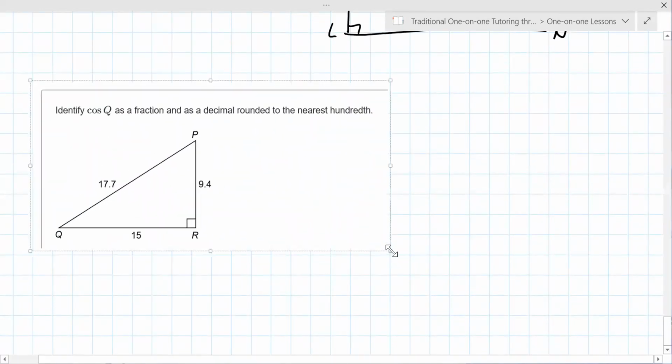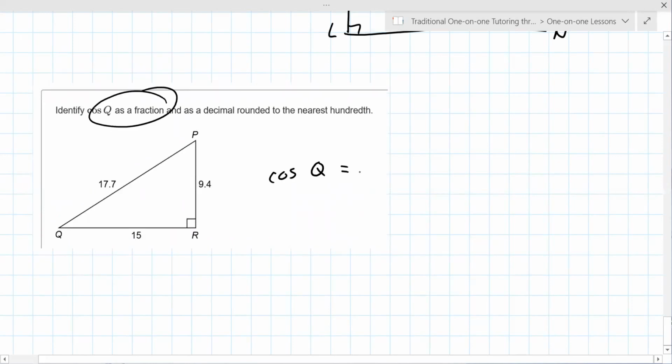Identify cosine Q as a fraction. Tell me what over what, please. It's adjacent over hypotenuse. So what are the numbers? Adjacent 15 over 17.7. Perfect. I think that actually does it here.